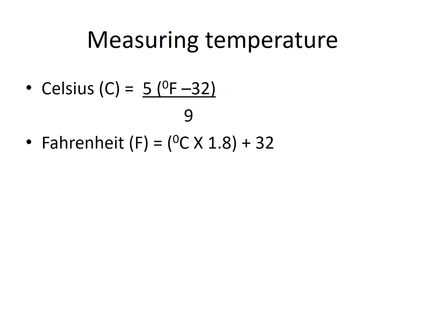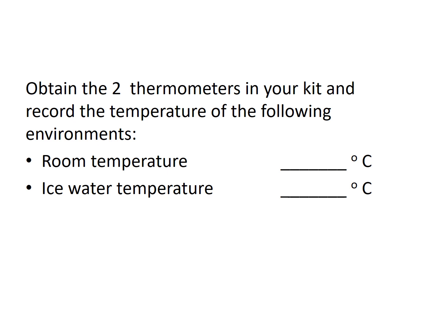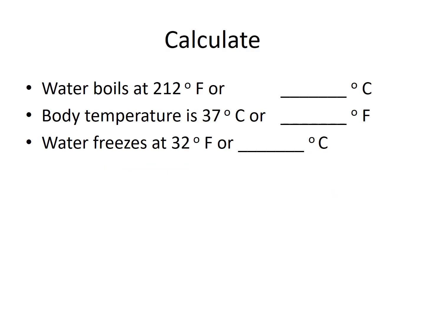This table shows the conversion factor between degrees Celsius and Fahrenheit. Take the two thermometers out of your lab kit and record the temperature of the following environments. To create ice water, simply mix some water and ice together in a small container. The results that you obtain may vary. Conduct the following calculations.